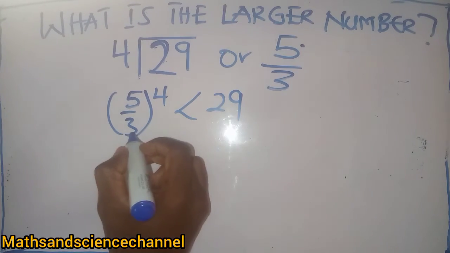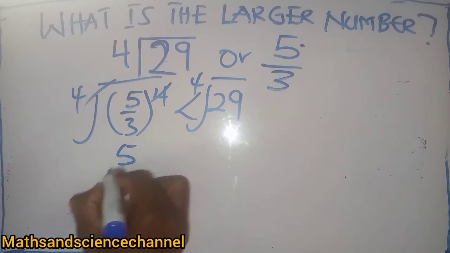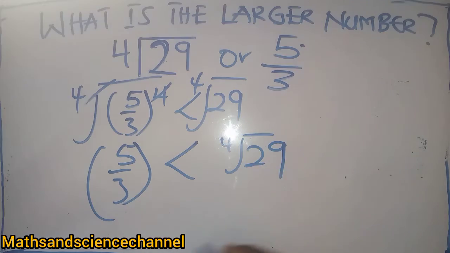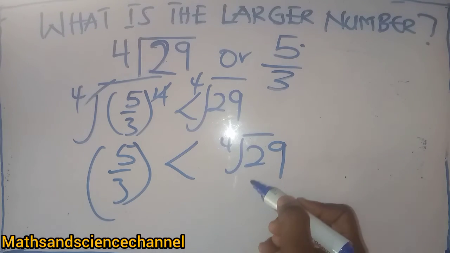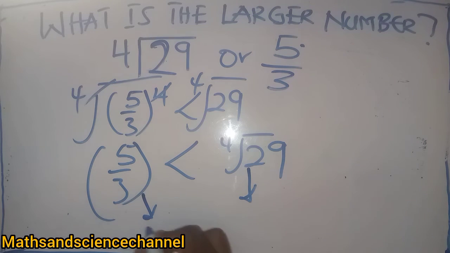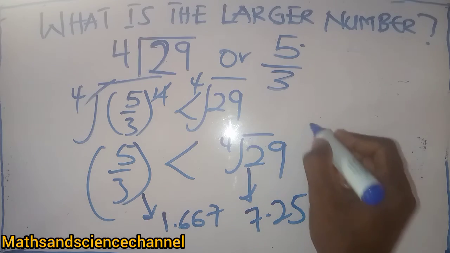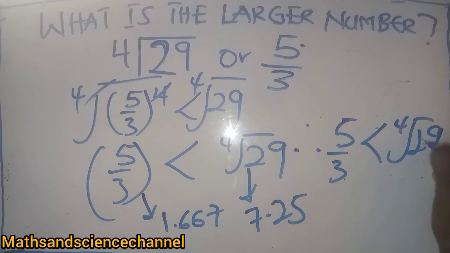So in this case, what do I do? I'll put the fourth root on both sides. Let's get rid of that. I have 5/3 less than the fourth root of 29. So basically this tells us that 5/3 should be less than the fourth root of 29. Now if you check this with decimals, 5/3 will just give us 1.667, and the fourth root of 29 will give us 7.25. So therefore we have 5/3 being less than the fourth root of 29.